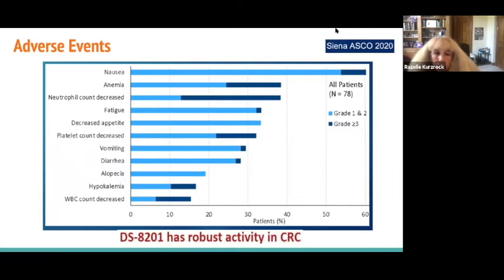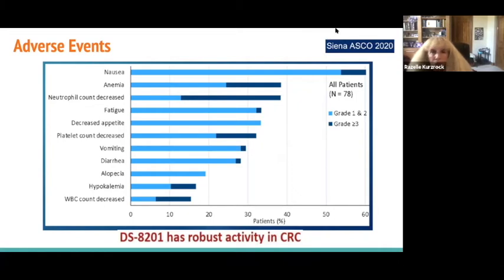DSA-201, has robust activity in colorectal cancer. And now they're telling you about the side effects, the adverse events. And they've presented this graphically. And I think graphically, people can see it easier. So the x-axis, the axis at the bottom, you see the percent of patients that had a specific type of side effect. And then on the y-axis, on the left-hand side, you see the type of side effect.